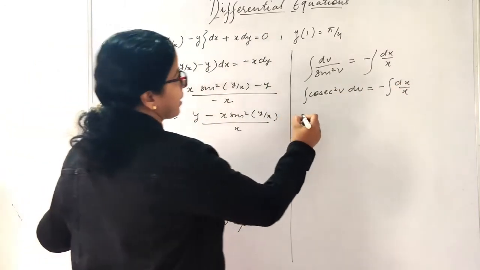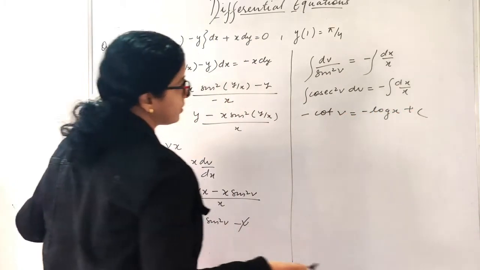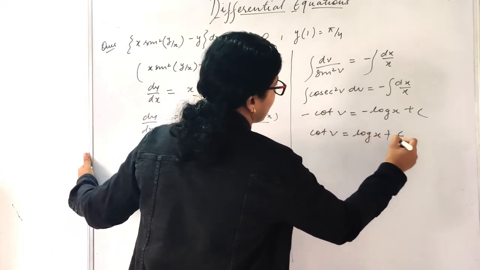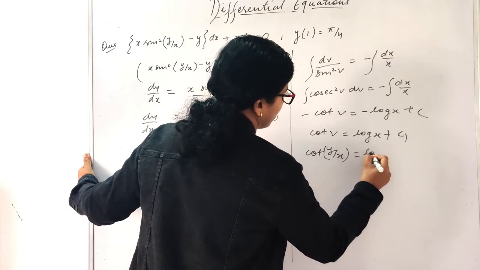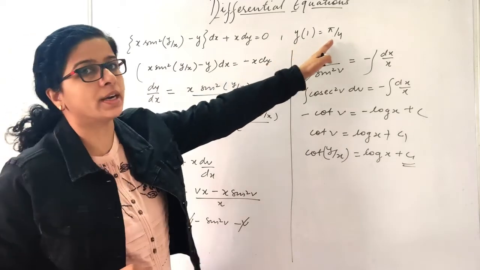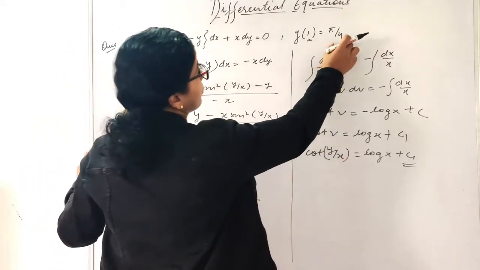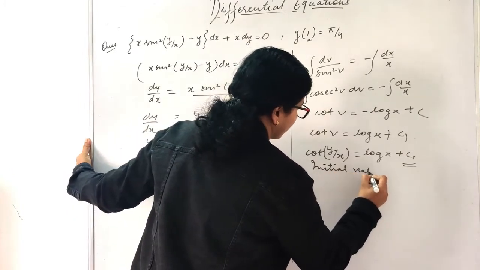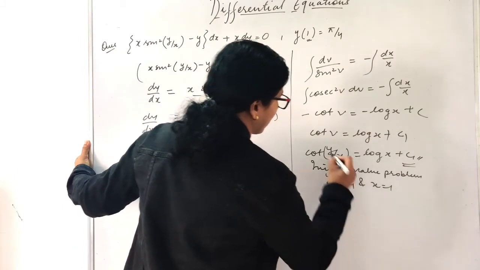Integrate both the sides. So I am getting here minus cot v equals to minus log x plus c. I can remove the minus sign. So cot v equals to log x plus c1. Substitute the value of v: cot (y by x) equals to log x plus c1. Now in this question we have been given one condition, right? What is that condition? That when x is equal to 1, y is pi by 4. So basically this is an initial value problem. So let us substitute y is equal to pi by 4 and x equals to 1 in the above equation.